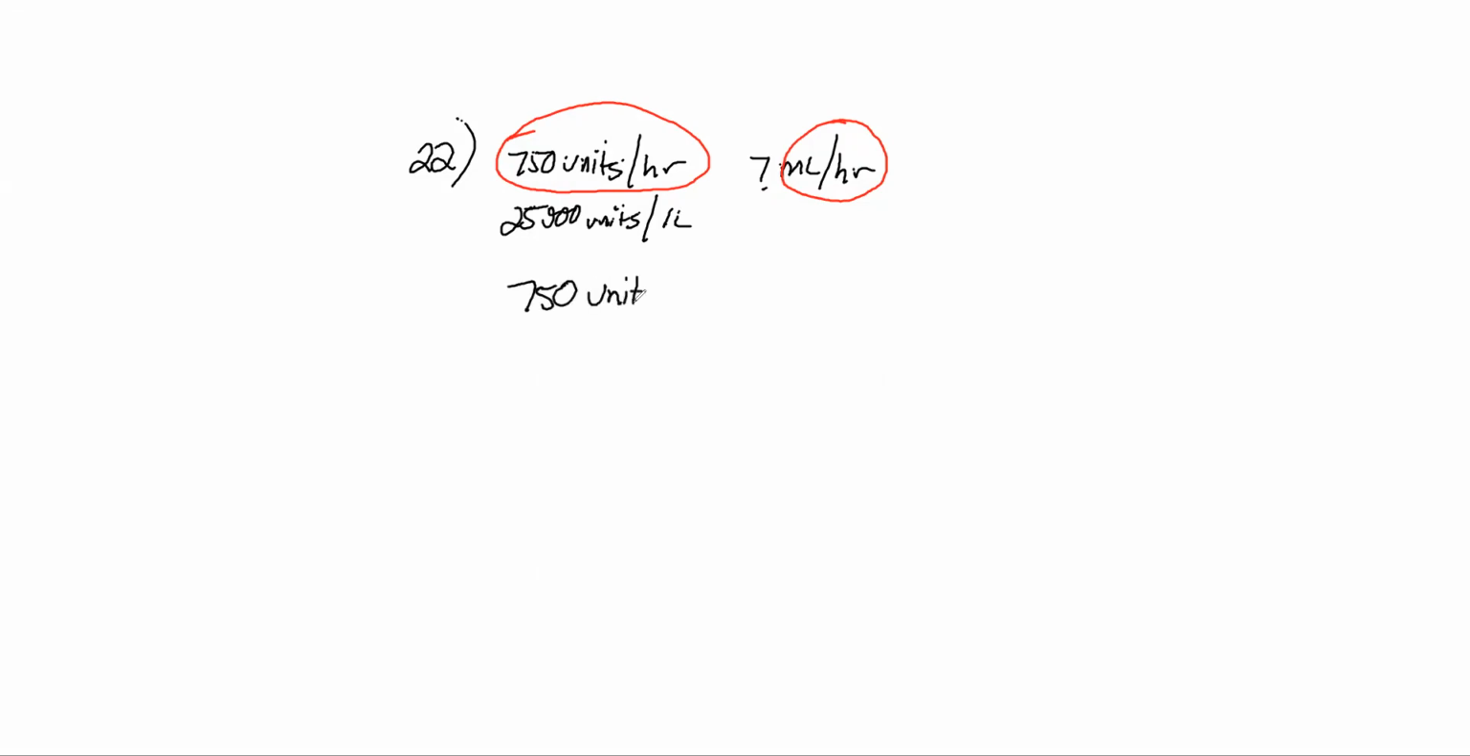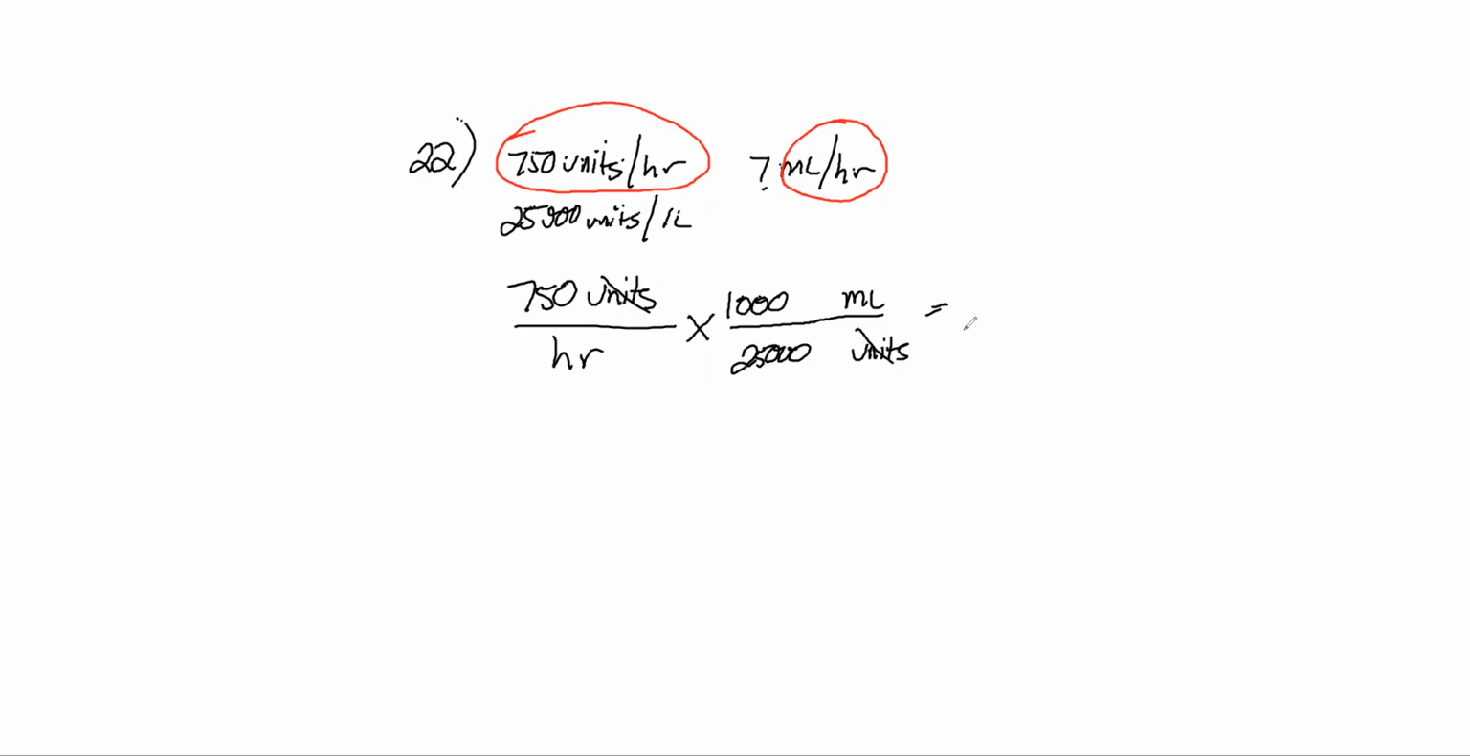So I have 750 units per hour. I don't want units. I want milliliters per hour. So I want to get rid of units. I want milliliters. I have 25,000 units, and I have 1,000 milliliters. Did you know that 1 liter is 1,000 milliliters? When I do that, 750 times 1,000 divided by 25,000 is your answer.